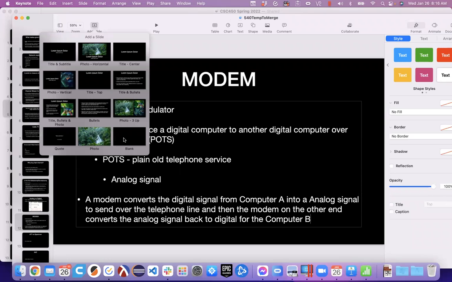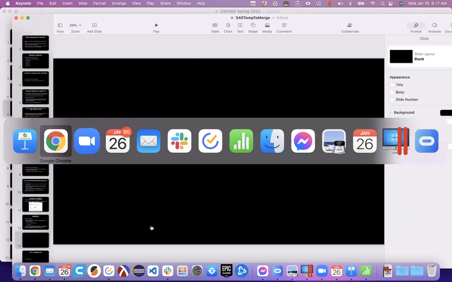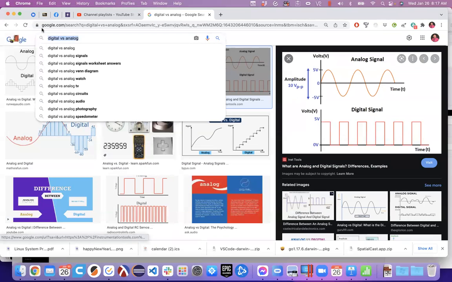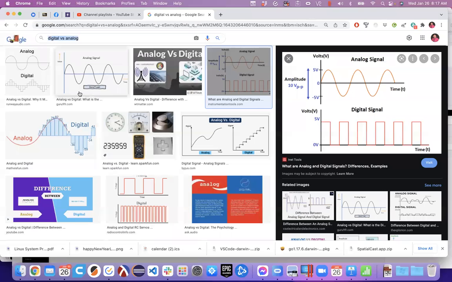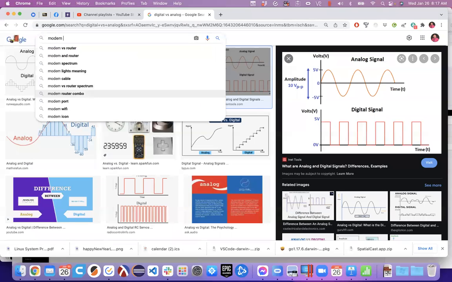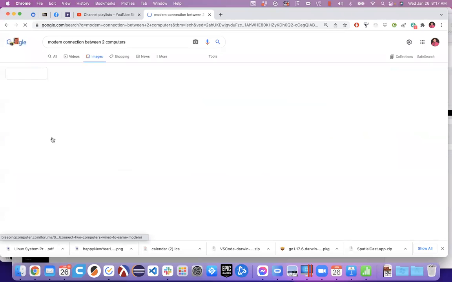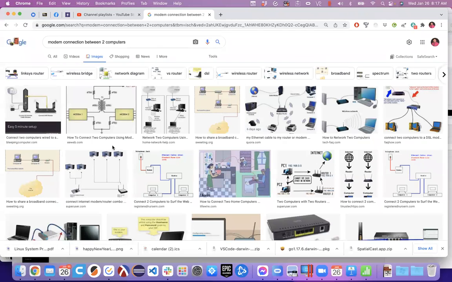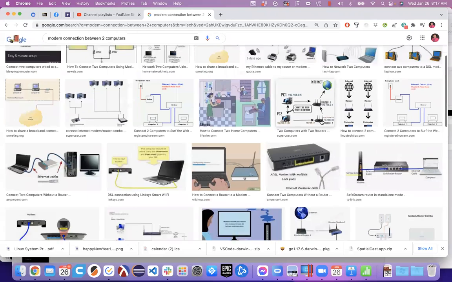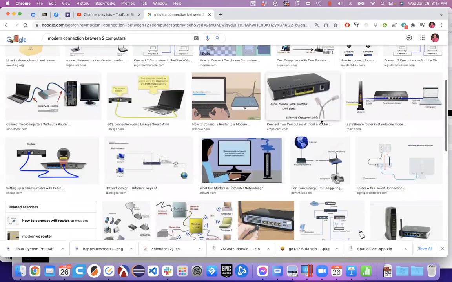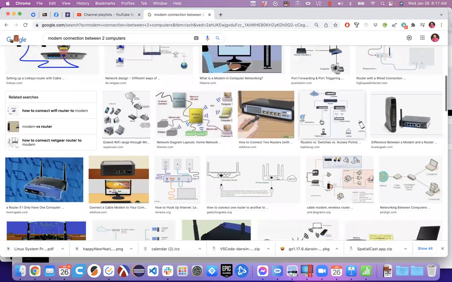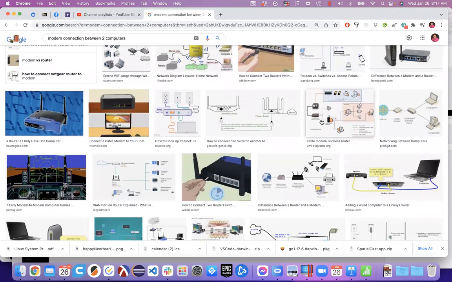So if we want to see a picture of that, I bet we can get a quick picture online. You'll have 2 computers, 2 modems, and the connection between them. Some of these are okay, but I don't want overly complicated ones. Yeah, I'm just going to draw it.